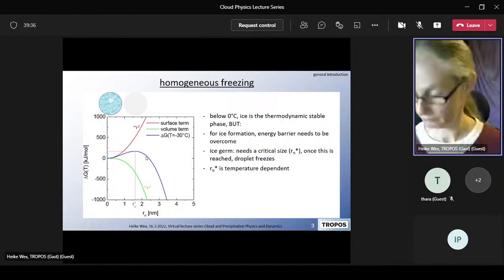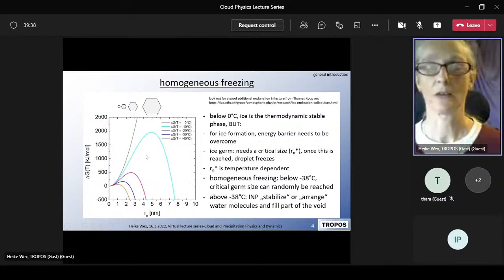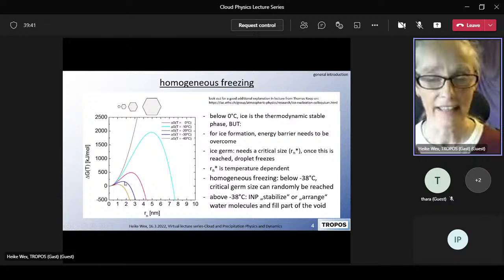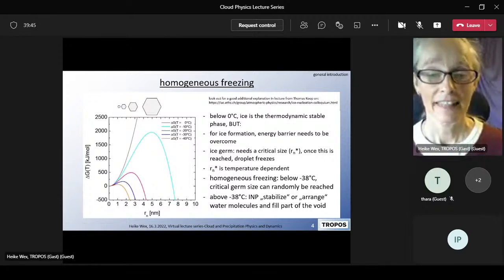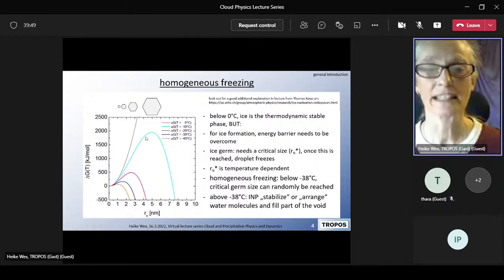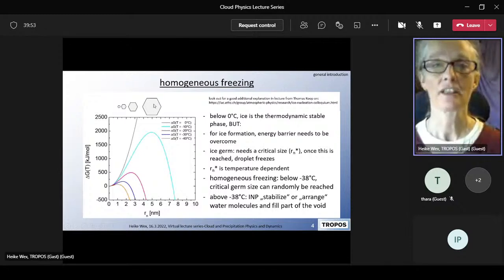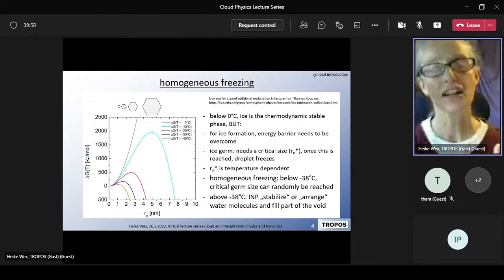That is in the next picture. It's that one here. That was at minus 30 degrees Celsius. That is the critical size at minus 30 degrees Celsius. That's the curve for minus 20 and minus 10. That is the critical size at these temperatures. You see, the critical size of that original ice embryo just gets larger the warmer it gets.